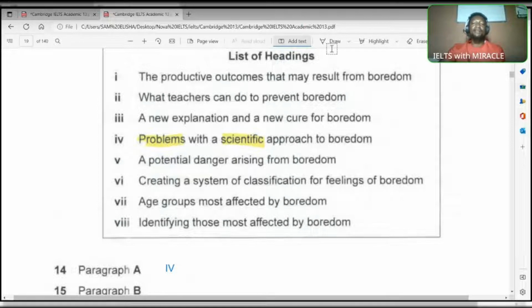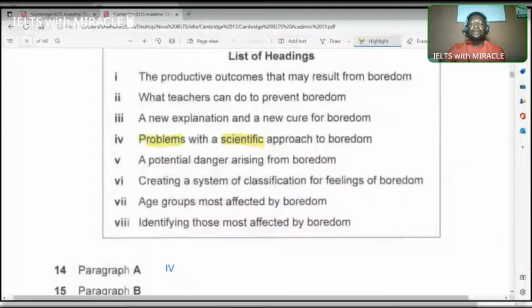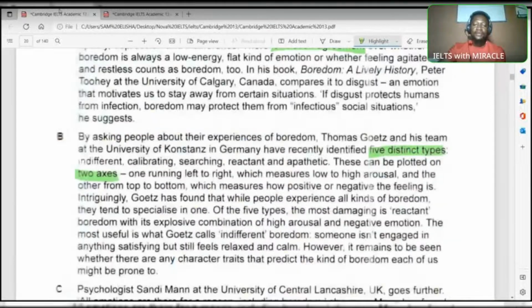Let's look at which one has something that tells us of types. A new explanation, no. A potential danger arising, no. Creating a system of classification. Classification here is synonymous to types. Yeah, classifications. You can even say of the 5 types. That's of the 5 classes.